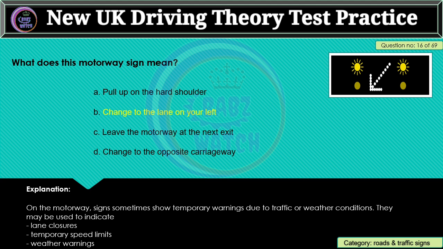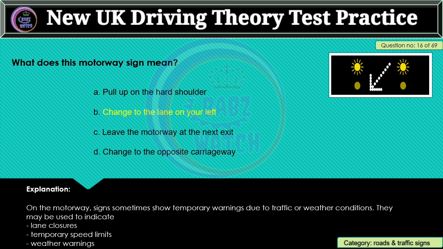Explanation. On the motorway, signs sometimes show temporary warnings due to traffic or weather conditions. They may be used to indicate lane closures, temporary speed limits, weather warnings.